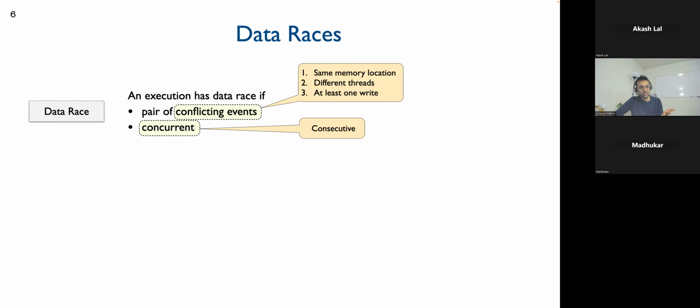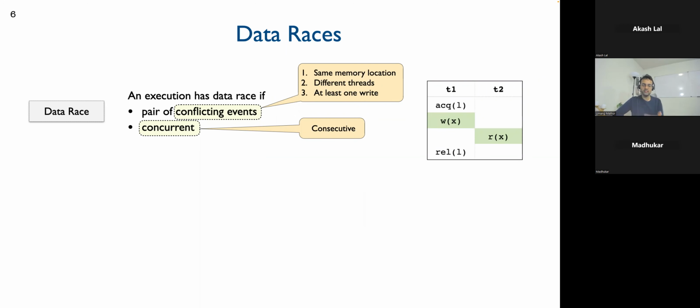A conflicting pair of events is something that I've already told you. These are two events which are accessing the same memory location, and they are performed by two different threads, and at least one of them is a write. So both of them are not read events. And when I say concurrent, there are many different notions of what it means to be concurrent. For this talk, it makes sense to look at the simplest notion, that the two events are essentially occurring next to each other in the execution. So that's the definition of a data race.